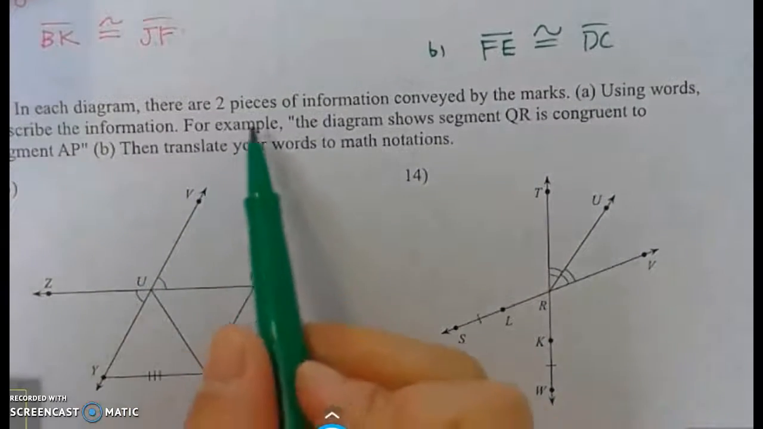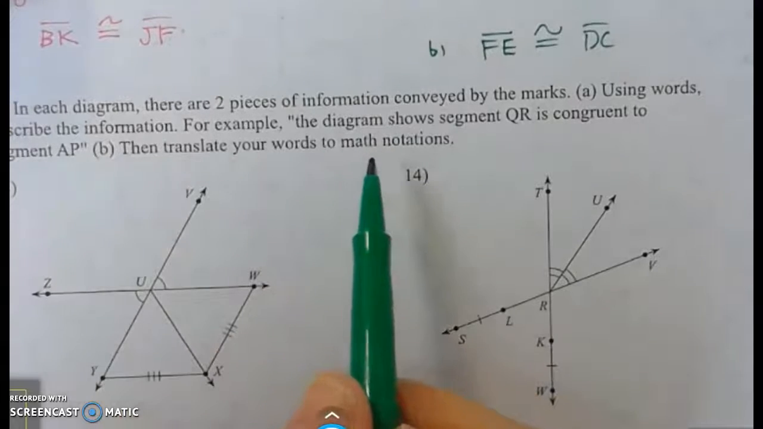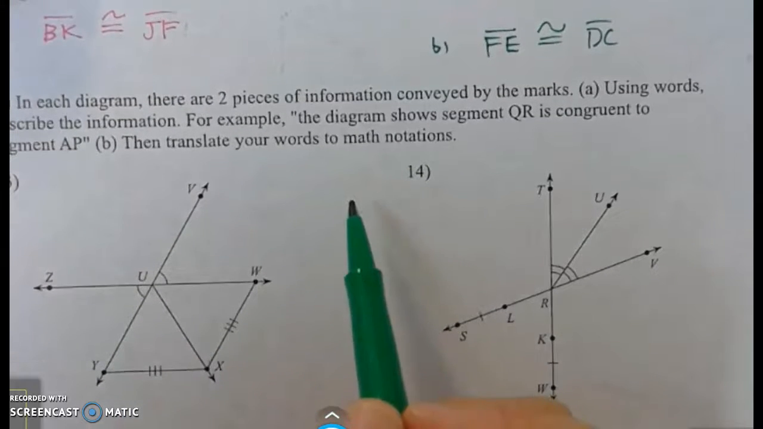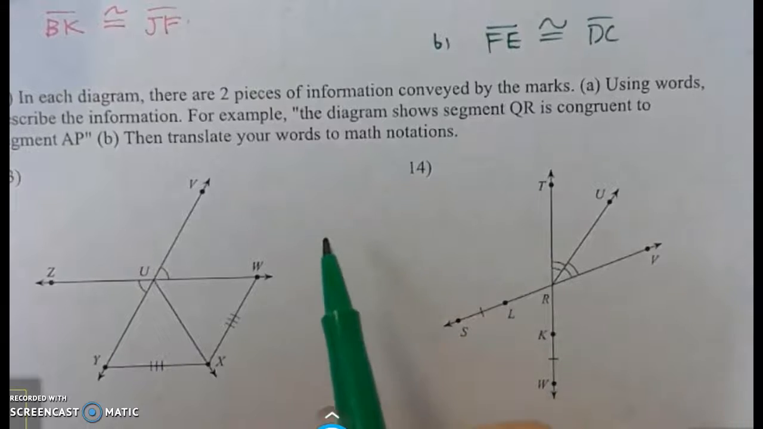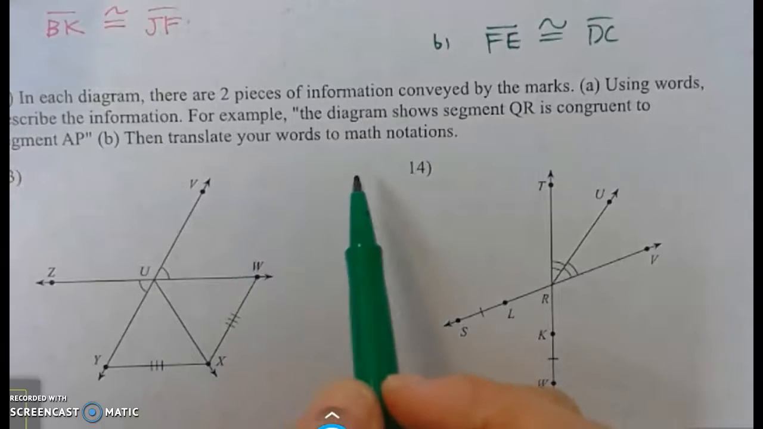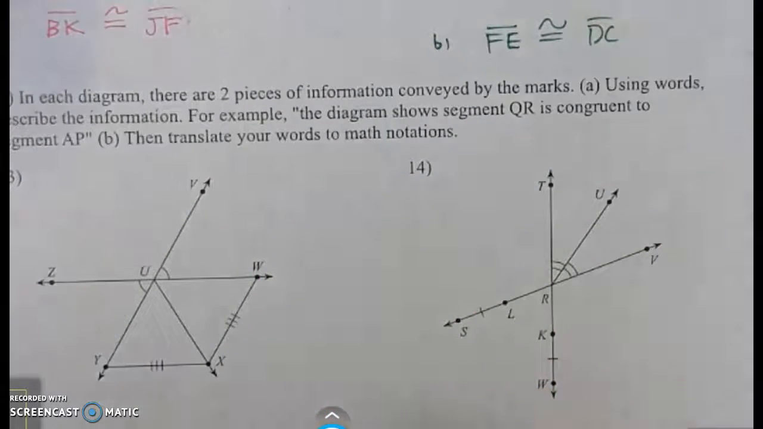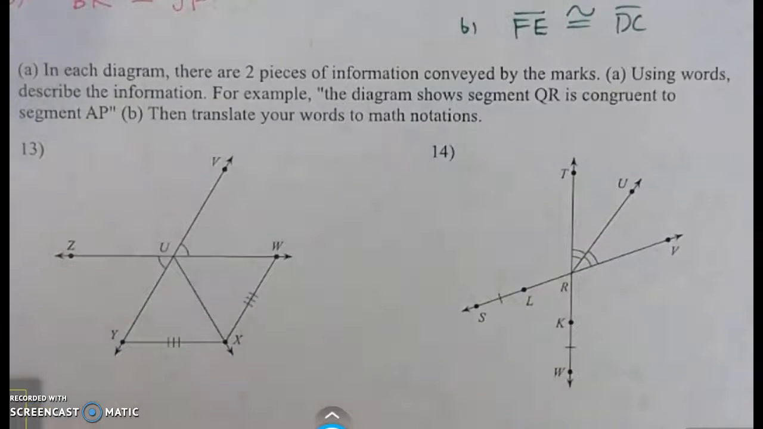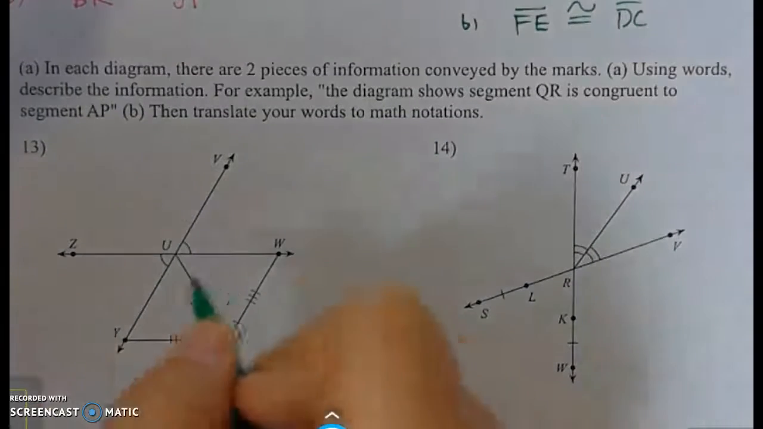Alright, then let's move on to number 13. In the diagram, there are two pieces of information conveyed by the marks. Using words, describe the information. The diagram shows segment QR is congruent to segment AP, and then translate your words into math notation. So it's pretty much the same thing, except we have two pieces of information here.